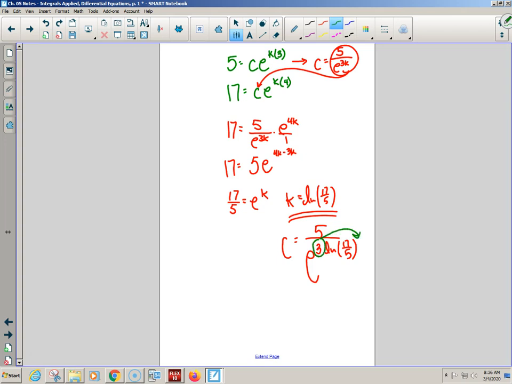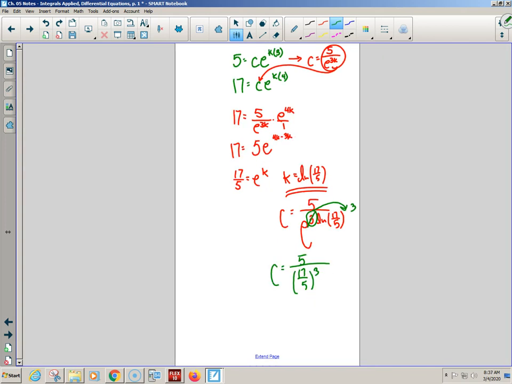Right? It's a lot. Now I can reduce the e to the ln because as soon as I put the 3 up here and he's gone, now I have e to the ln. They're inverses of each other, so I can go ahead and say C is equal to 5 over 17 over 5 cubed. Otherwise known as 5 to the 4th over 17 cubed. What?